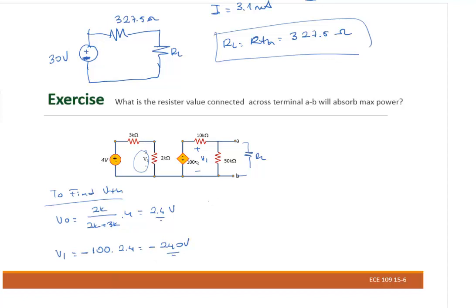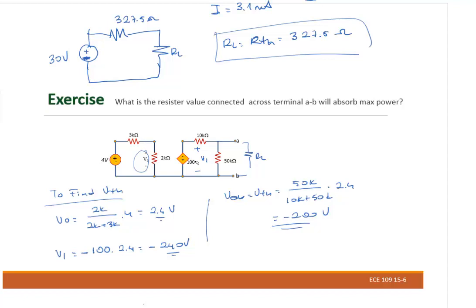If I look at the VAB, which is VTH, that will be equal to 50K divided by 10K plus 50K times 2.4. That is equal, I believe, to negative 200 volts.